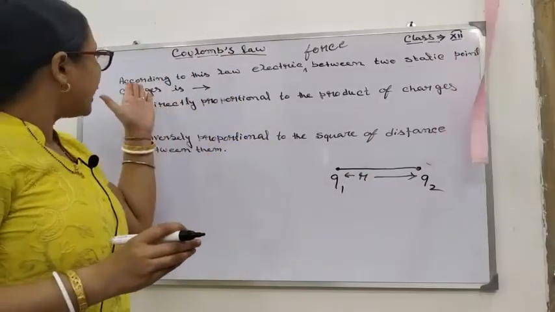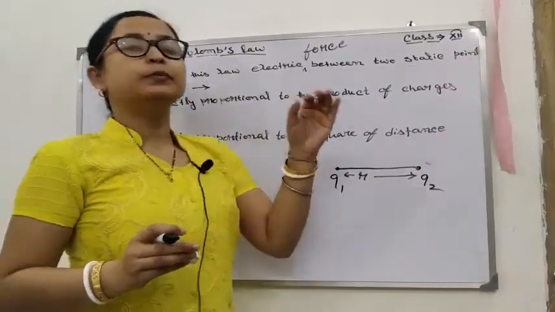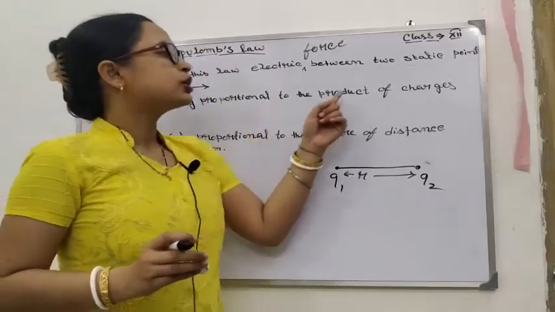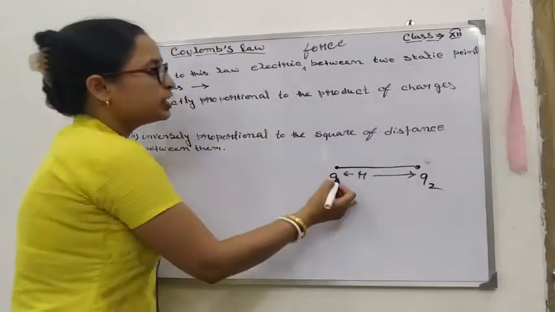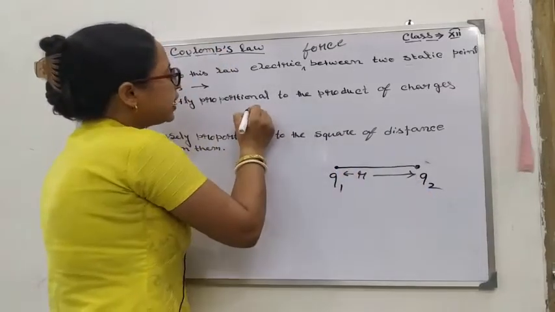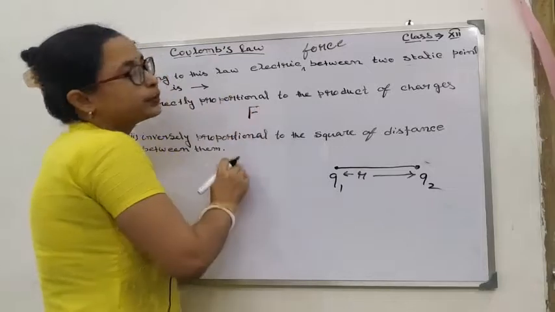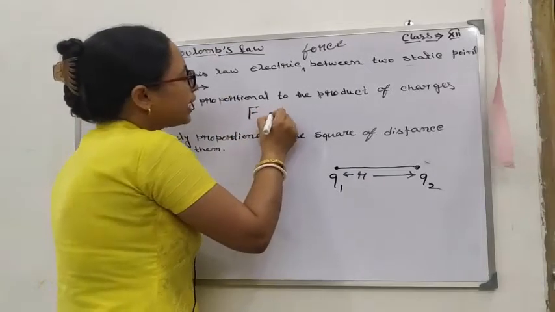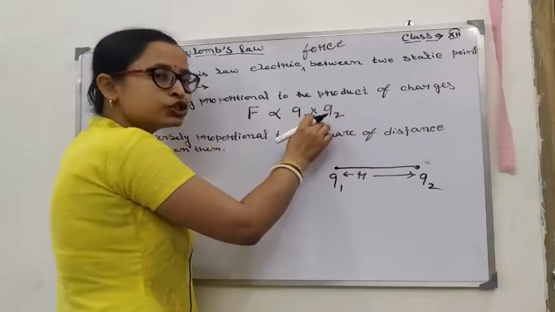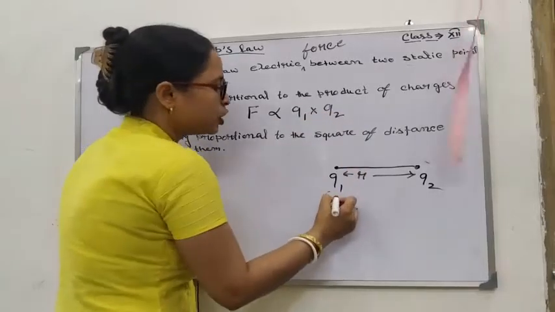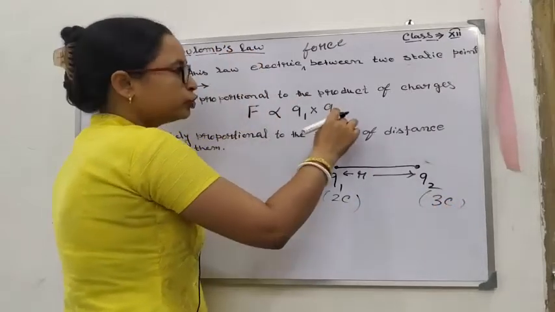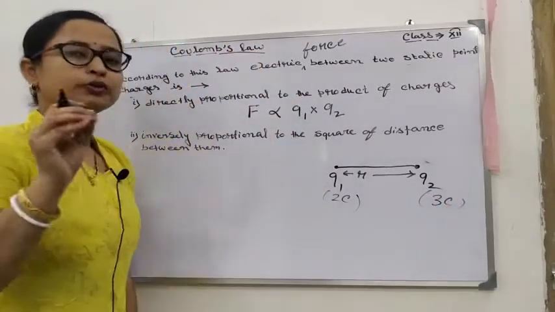So, let us learn. According to Coulomb's law, electric force between two static point charges is directly proportional to the product of charges. Here I have considered that there are two charges Q1 and Q2. That means electric force F, if we represent electric force by F, will be directly proportional to the product of charges, that means the magnitude of the charges. For example, if it is 2 Coulomb and 3 Coulomb, then 2 into 3, that means the product of the magnitude of charges.